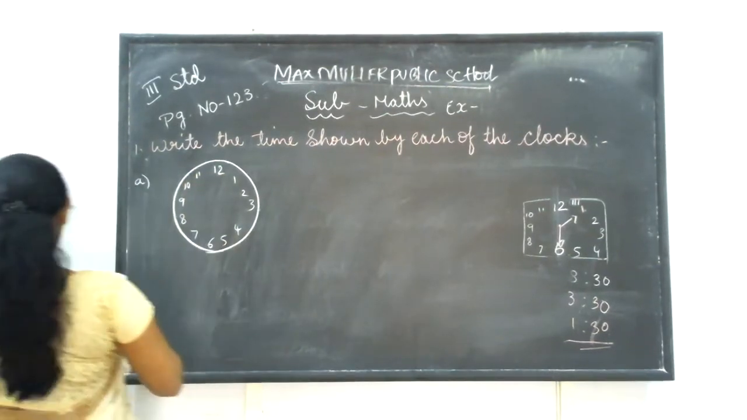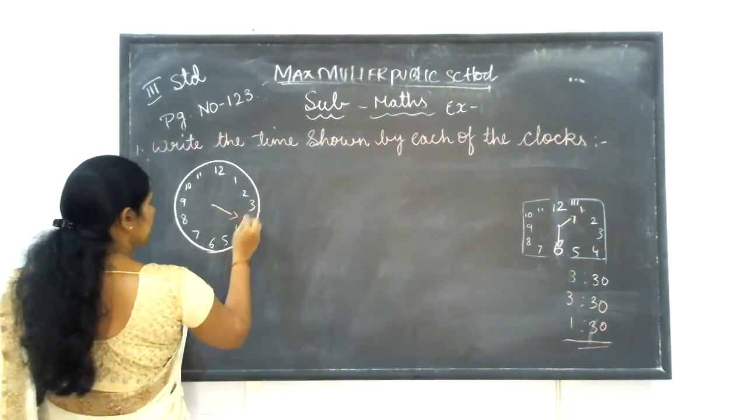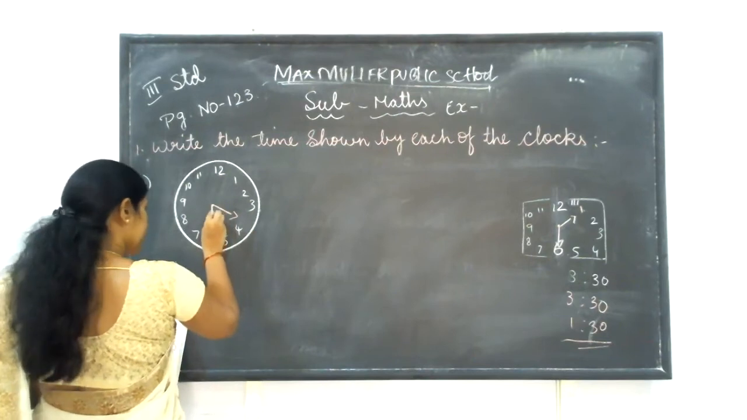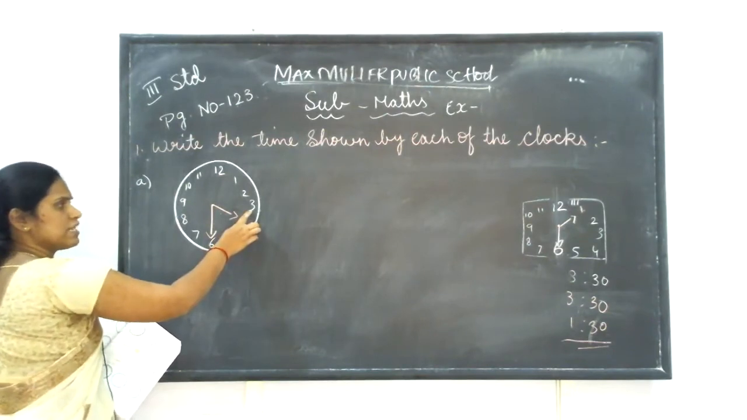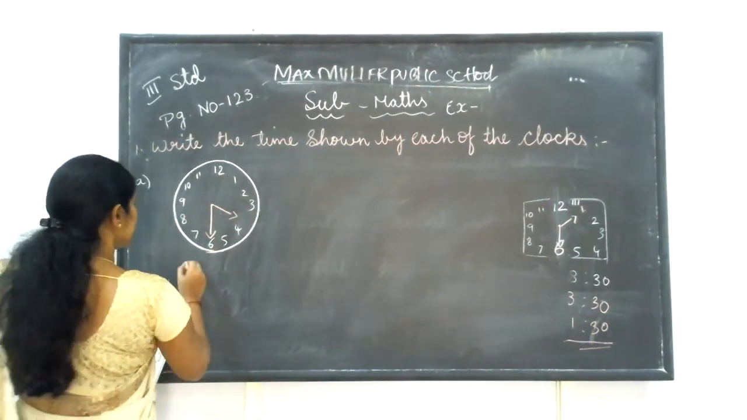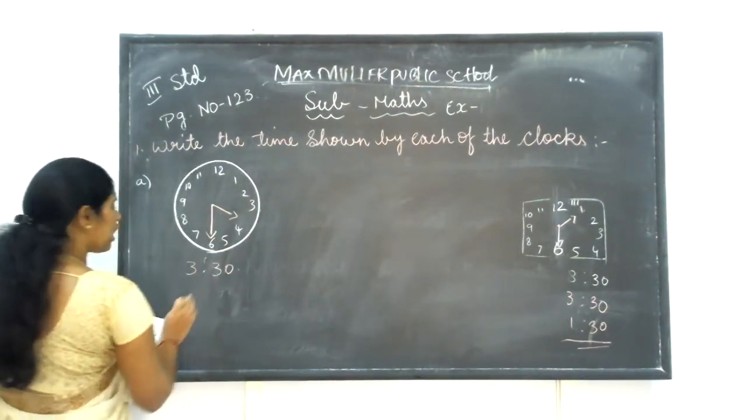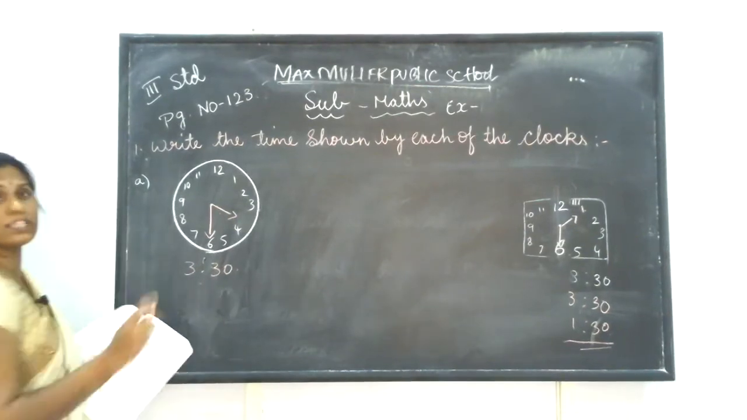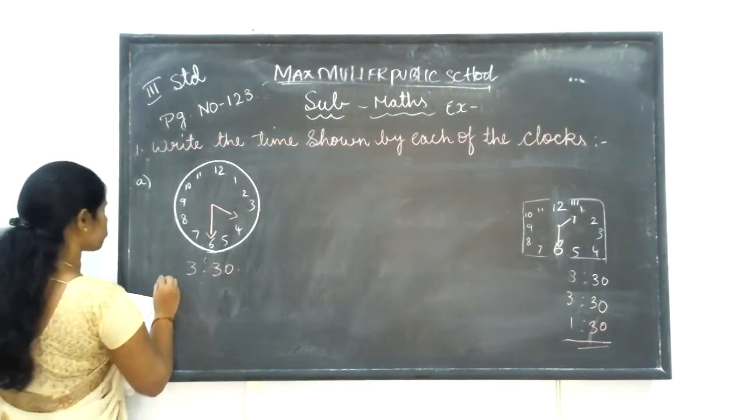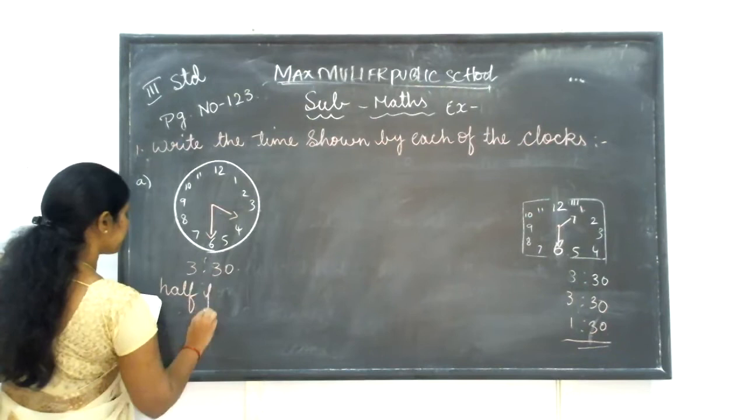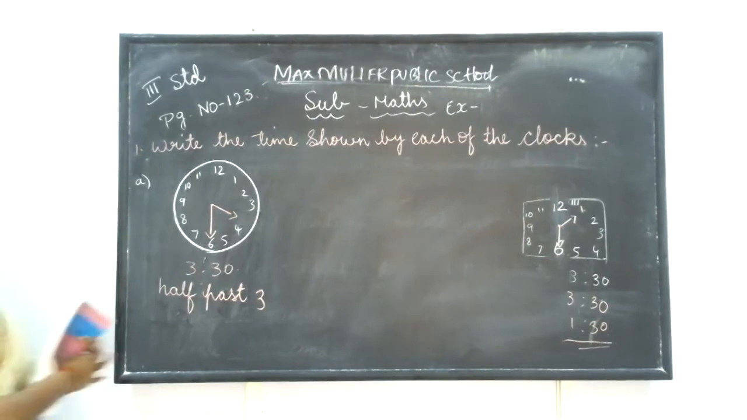Now, you can see the first one, it is in between 3 and 4. Here, the long hand is showing towards 6. So, it is in between 3 and 4, what is the time now? It is 3:30. Now, in numbers you have written, but you have to write in both ways. So one way is 3:30 in numbers. Now what is the other one?